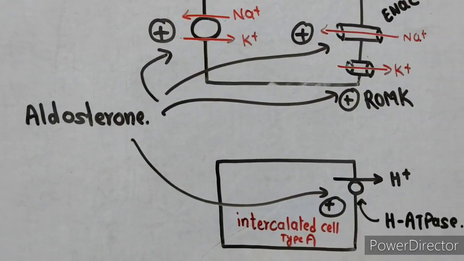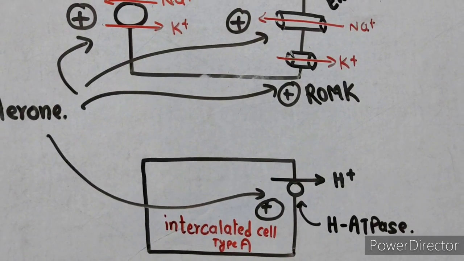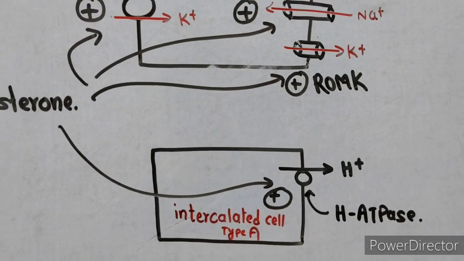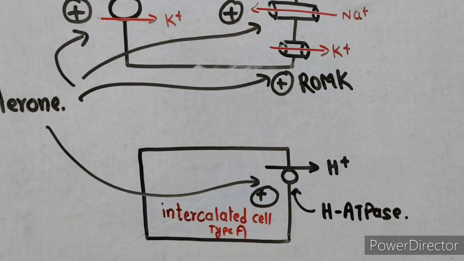Aldosterone also acts on the type A intercalated cells to activate the hydrogen ATPase present on the luminal membrane to increase the hydrogen ion excretion. So it will cause metabolic alkalosis.